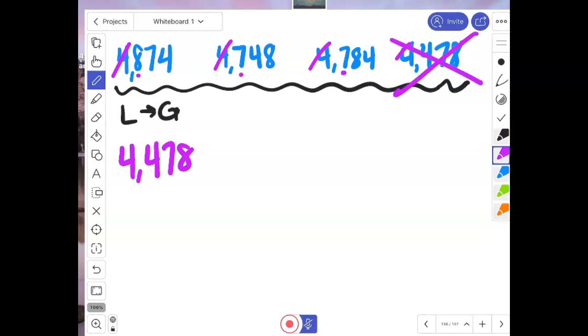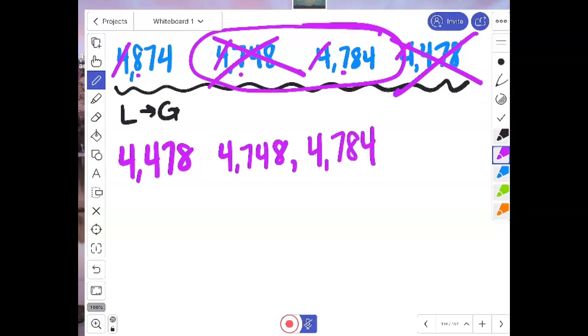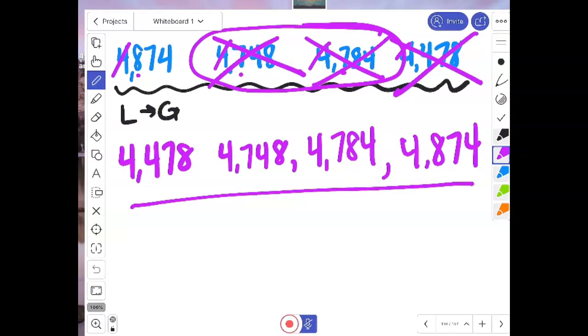All right, 8, 7, 7. So I'm looking at these two. I got to figure out which one's less than the other. So I've got 474 and 478. Well, 474 is going to be less. So 4,748. And then 4,784. That leaves me with just the 4,800. So this is what you should have ended up with as your answer.